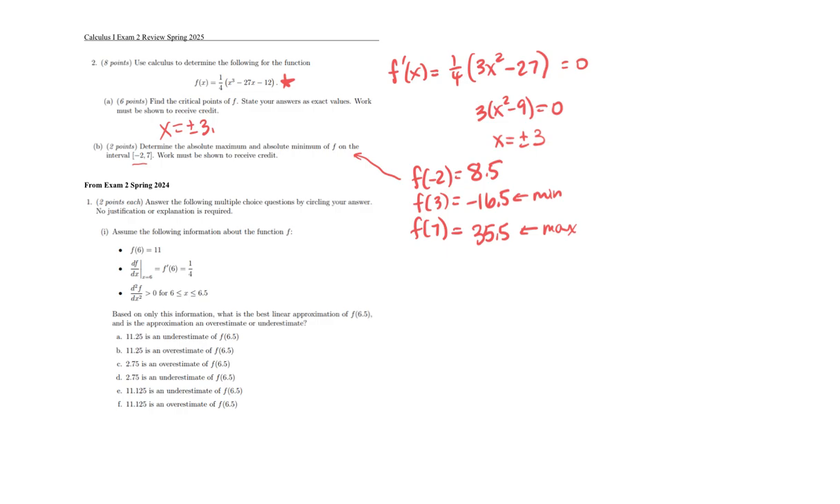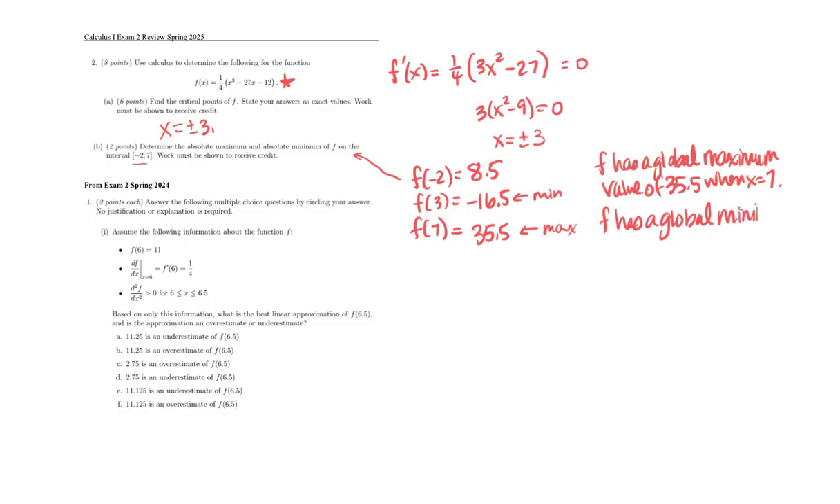So let's just write a sentence about this. I can say f has a global maximum value of 35.5 when x equals 7. And I can say f has a global or absolute minimum value of -16.5 when x equals 3.